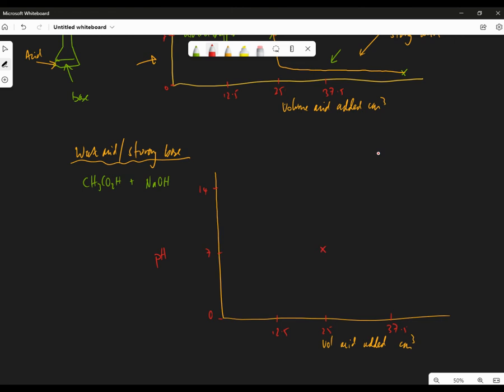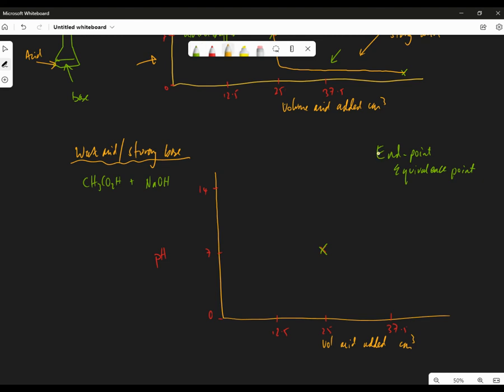This here. Now, I keep calling this different names, don't I? This bit is known as the end point, as I've mentioned above. It's also known as the equivalence point. Okay, it's neutral when it gets to 7. So when everything becomes neutral.